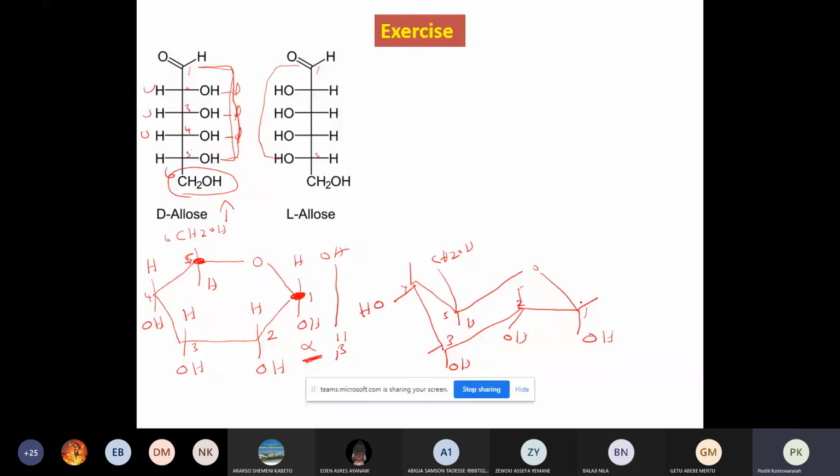So now here again an H, here H, here H, here H. So this is the chair conformation of the D-allose. And so this is for the D sugars. And coming to the L sugars, as I already said, there are some rules for writing the L sugar and the D sugar on the chair conformation.